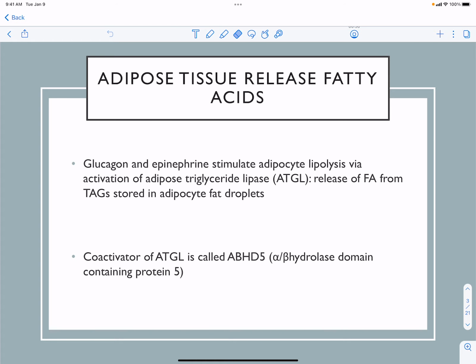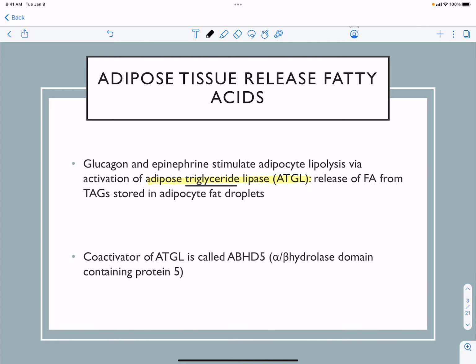Your adipose tissue is going to release fatty acids, and this is triggered mostly by hormones: glucagon and epinephrine. Glucagon is the fasting state hormone, and epinephrine is the fight or flight hormone. This stimulates adipose tissue via activation of two enzymes. One is adipose triglyceride lipase, which helps release fatty acids. You can see the word triglyceride, so it works on your TAGs when you have 3 fatty acids present.